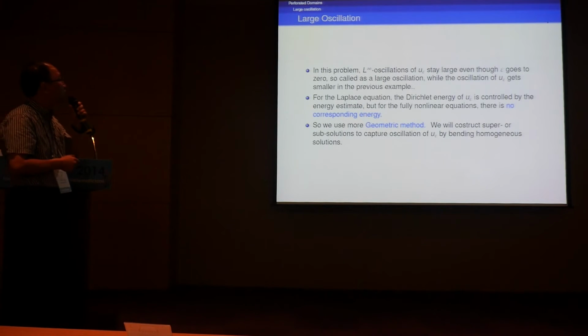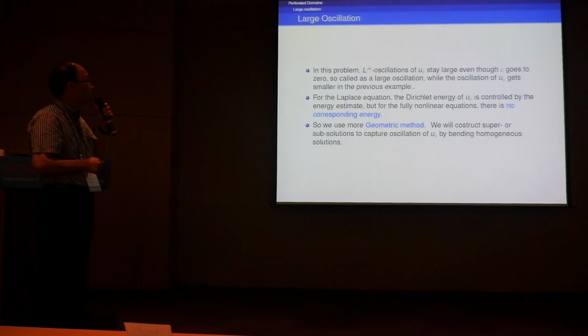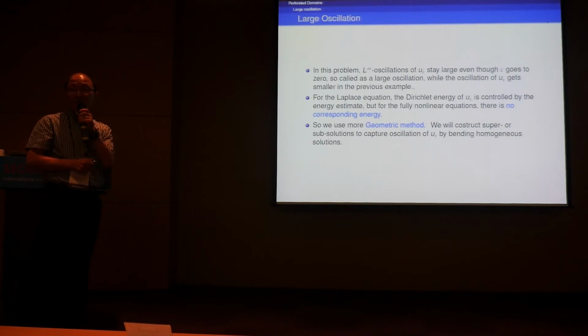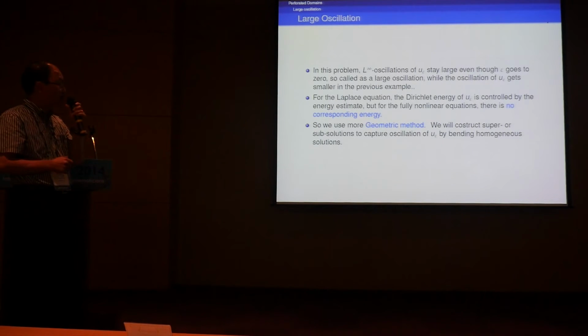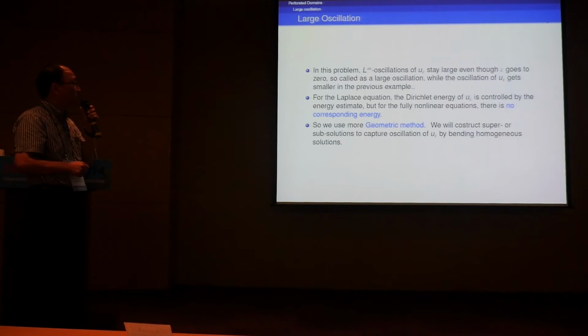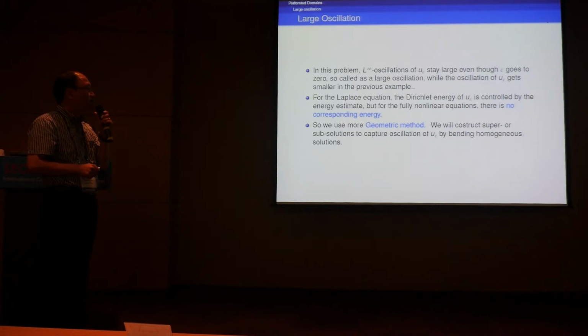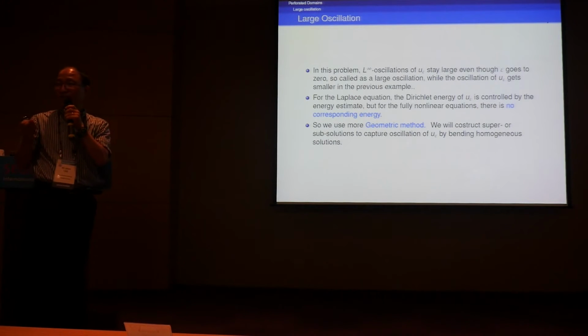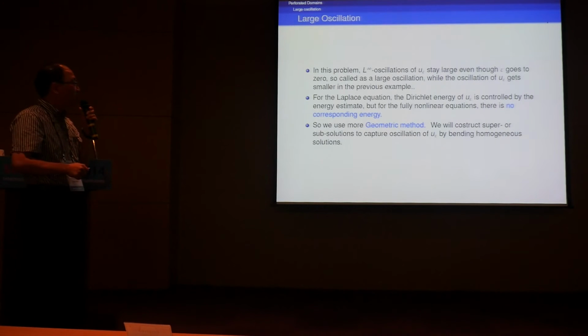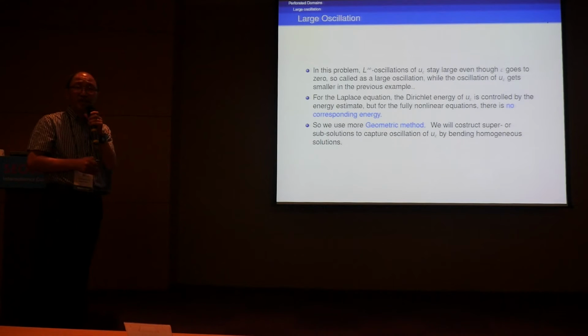And let me point out the issues in this problem. In this problem, the L-infinity oscillation of the solution stays very large even though epsilon goes to 0, the so-called large oscillation. In the previous problems, the oscillation of u sub epsilon goes away, which is a small oscillation. For the Laplace equation, the Dirichlet energy of u sub epsilon is controlled by energy. So you have an energy estimate, so you have convergence. But for the fully nonlinear equation, there is no corresponding energy. So actually there are lots of homogeneous solutions, but they do have different energy levels.